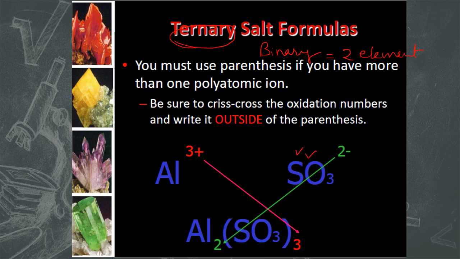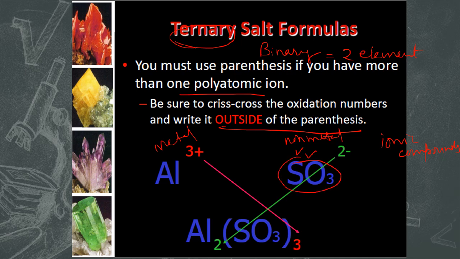When you write that one, you must use parentheses if you have more than one polyatomic ion. So be sure to crisscross the oxidation numbers and write it outside of the parentheses. Here, aluminum is a metal, and this is a non-metal. So as such, the compound is an ionic compound. We will follow the rules for naming ionic compounds. The only difference is we are using a polyatomic ion here.